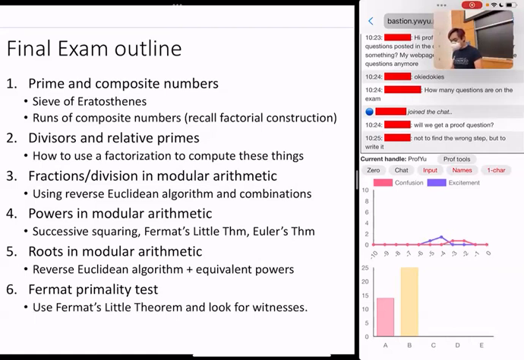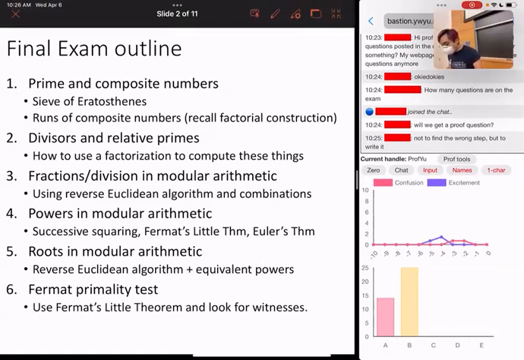The Fermat primality test. There's a question in the chat about whether there is a proof question. I will ask you to prove that a number is either probably prime or composite using Fermat's primality test. That is the only proof-like question I'll ask. If I ask you to prove that a number is composite, all you need to do is find a witness, saying that the number doesn't pass Fermat's primality test.